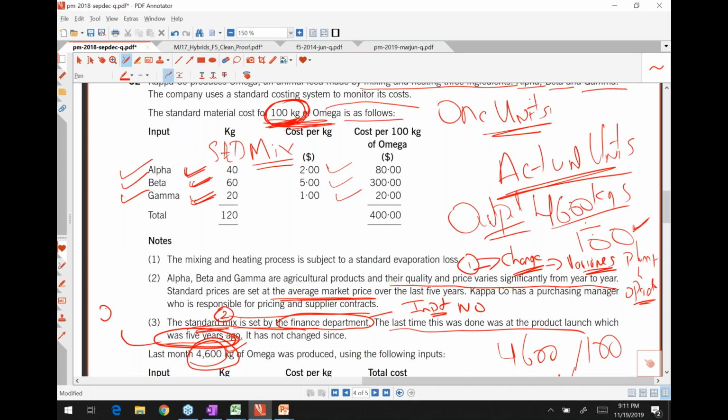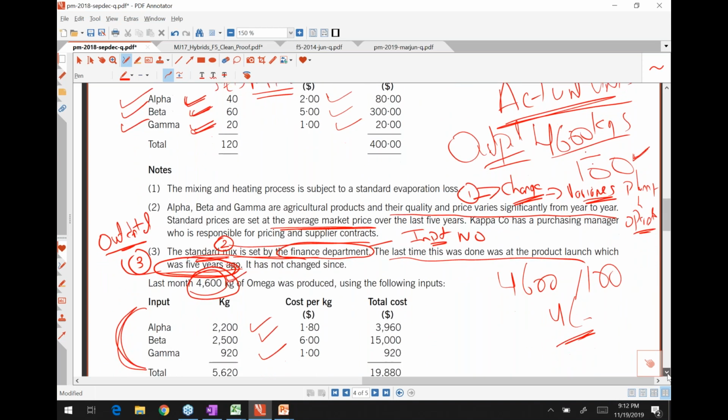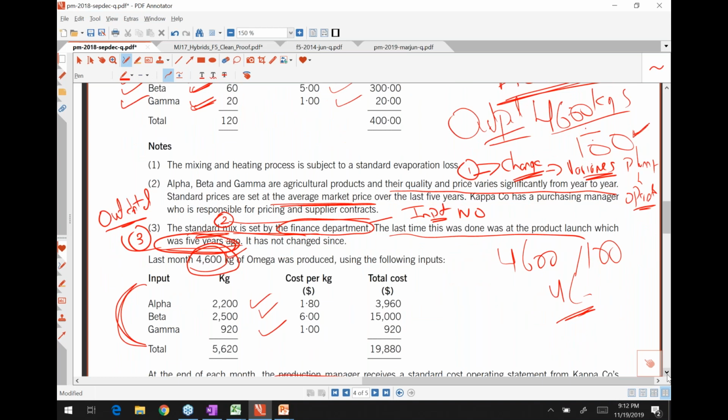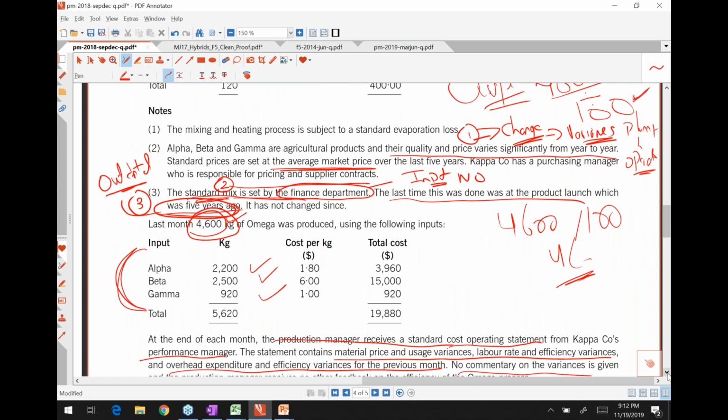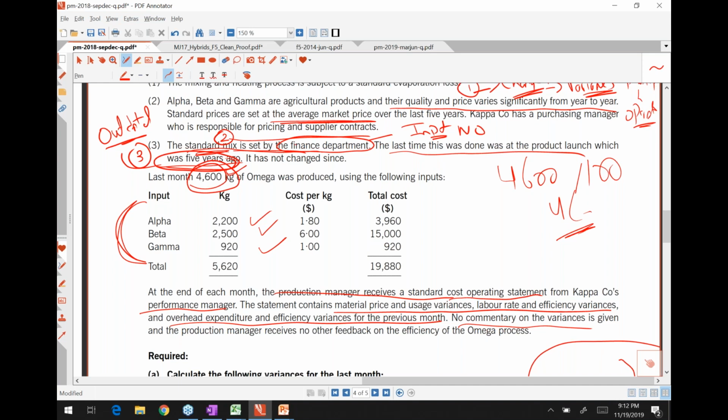Plus, this standard hasn't been changed in 5 years. So this is an outdated standard. This is the third point. And if this is an outdated standard, you cannot assess the performance. How can you assess a performance using outdated standards? So this is creating difficulty in assessing the performance. This is a flaw of the reporting system.